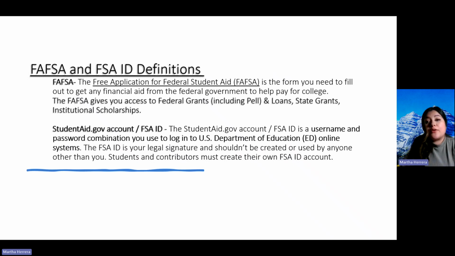In order to be able to fill out the form, you first need to create your StudentAid.Gov account, formerly known as the FSA ID. Your FSA ID is a username and password combination you use to log in to the U.S. Department of Education. The FSA ID is your legal signature and shouldn't be created or used by anyone other than you. Students and contributors must create their own FSA ID account. So students under the age of 24 are usually dependent on their parents, so the parents will have to create their own user account as well.